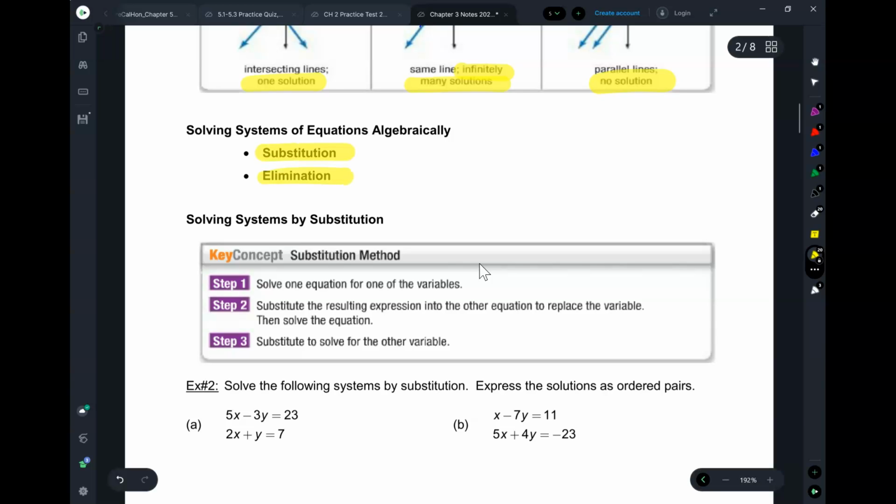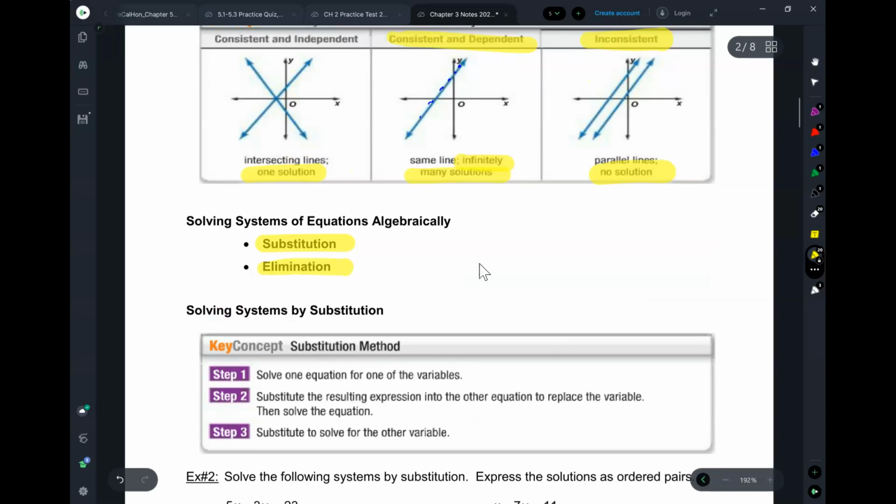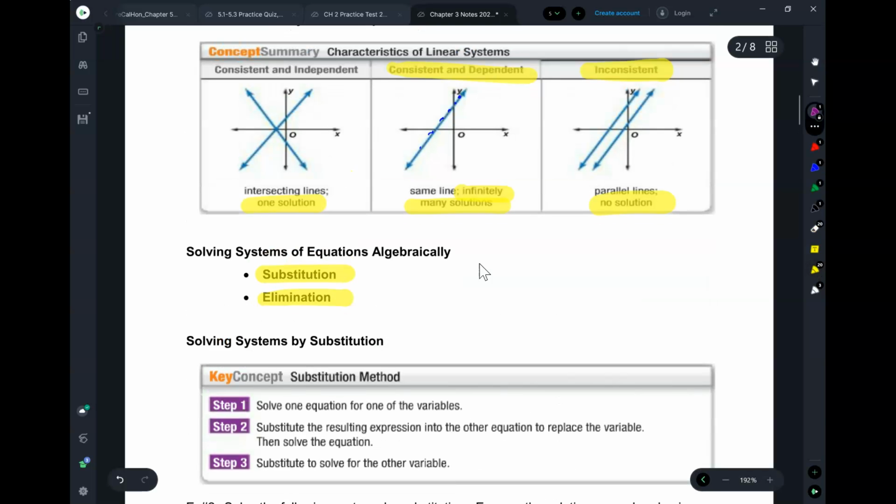Other ways to solve equations are substitution or elimination, which you guys have seen before, right? So it's very important. Sometimes you can just tell by looking at the equations that they're going to be the same equation, and they lie on top of each other.